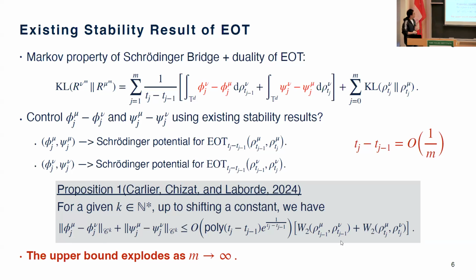But the problem is there is a constant before this W2 distance. Suppose we have m time points from 0 to 1, generally uniformly sampled. For two consecutive time points, the difference should be of the order of 1 over m. And when we take this order in the exponential term, we see a constant depending on m at the order of e to the m, which clearly explodes when the number of time points m goes to infinity. And we want to solve such a problem.